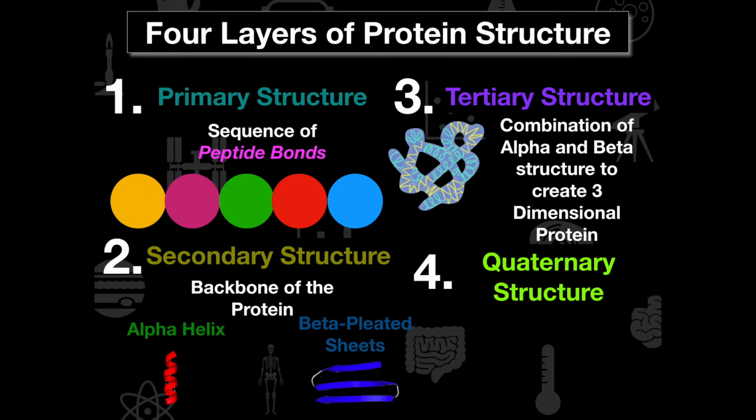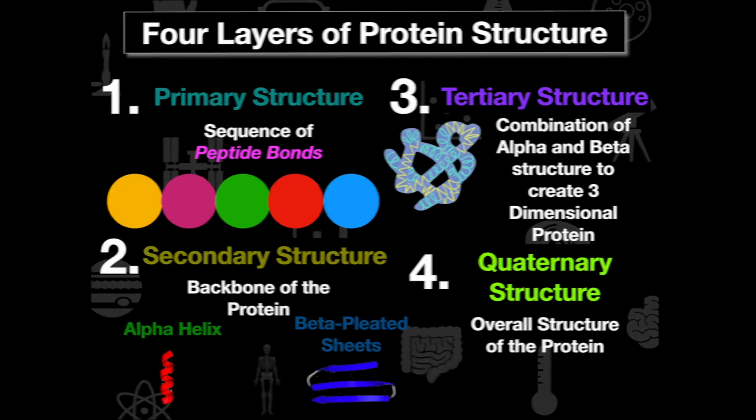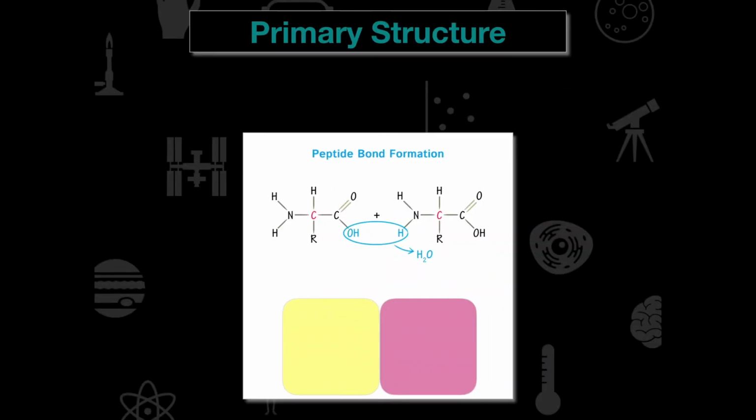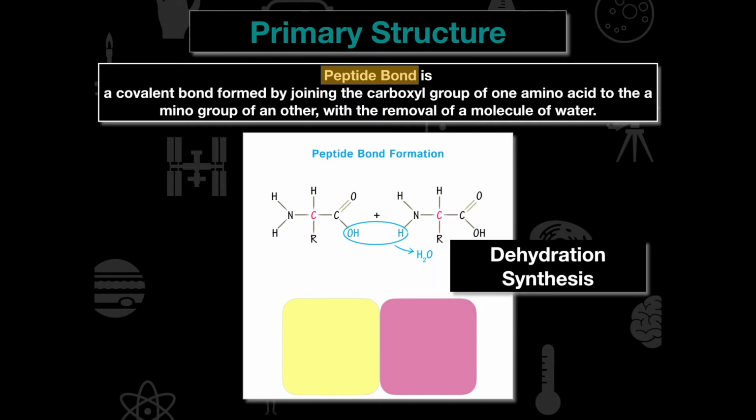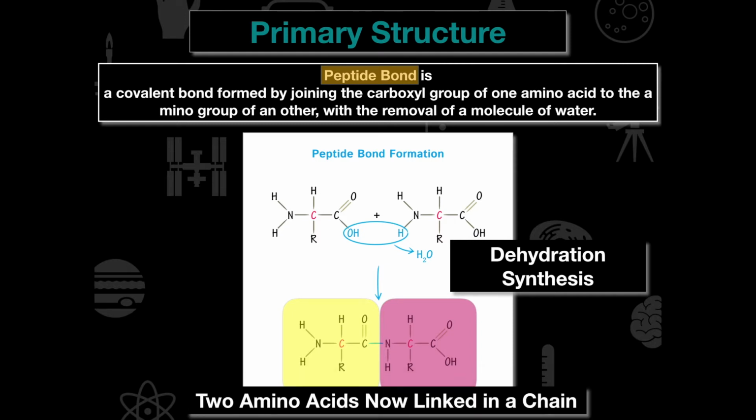Lastly, we can get to our quaternary structure, and this is the overall structure of the protein that we're going through and discussing. So if we're looking at primary structure here, again, we're having peptide bond formation via dehydration synthesis. And all a peptide bond is, is a covalent bond formed by joining the 2 carboxyl groups via dehydration synthesis. So as we go through dehydration synthesis, we are removing a water and allowing these 2 monomers, or these 2 amino acids, to bond via peptide bond, creating a polypeptide. So 2 amino acids are now linked in a chain, and we can continue to link them together in chains to create our polypeptides.